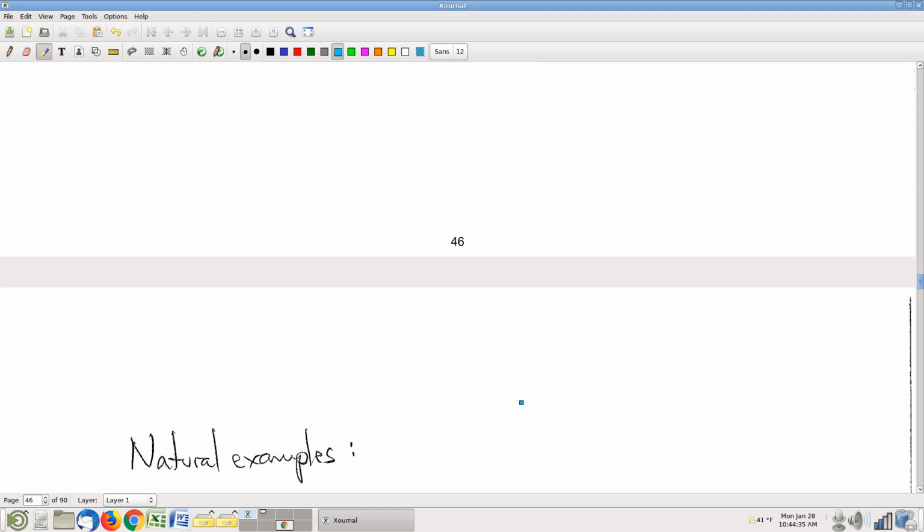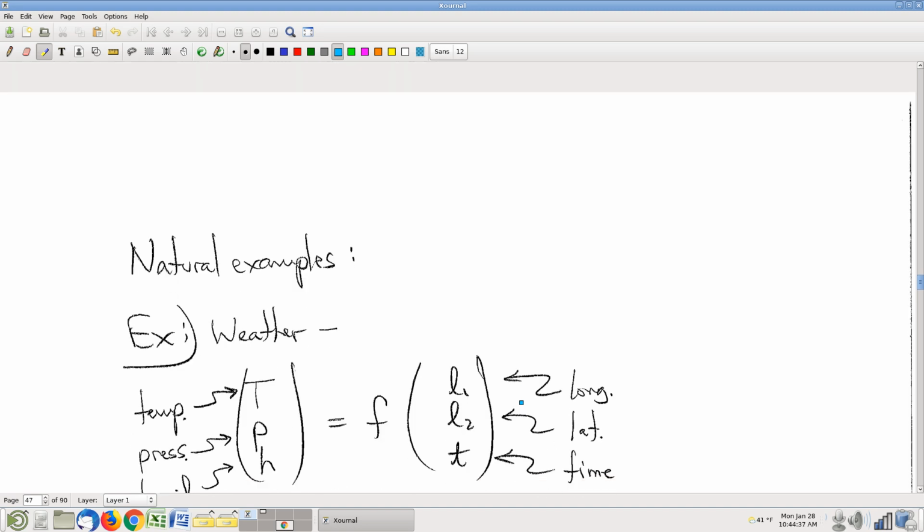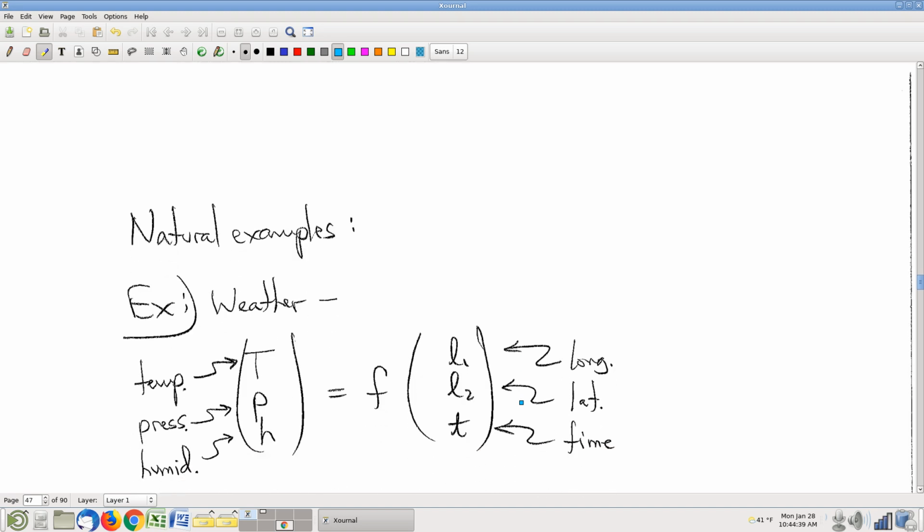So why is this worth anything? What does this have to do with the real world? Is this just mathematicians making up hard problems so they can solve them? No, the world is chock full of multivariable functions. Just a couple of quick, easy examples. The book's got a bunch in there as well.